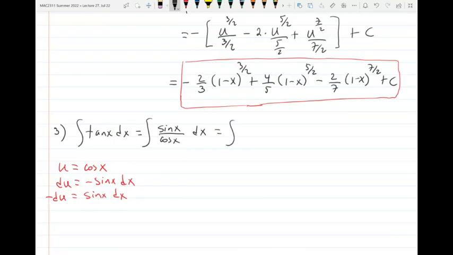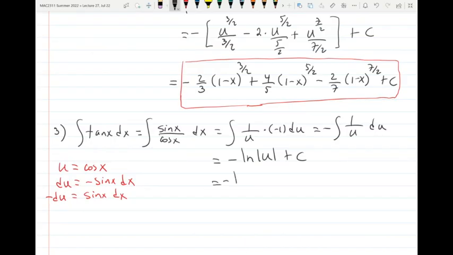So the problem becomes the integral of 1 over u times negative 1 du. And we know exactly how to solve this, right? Put the negative outside, and that will be negative integral 1 over u du. And the integral of 1 over u, remember, is ln of the absolute value of u. And now we put what u is, which is cosine.